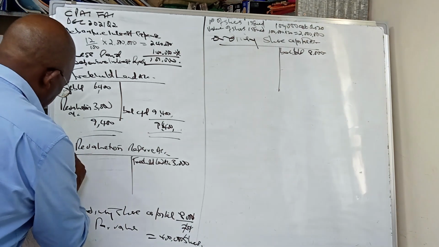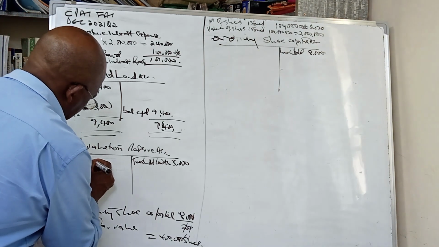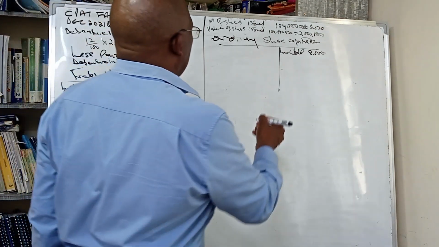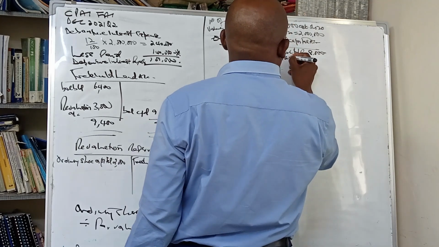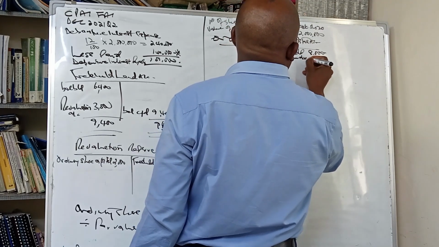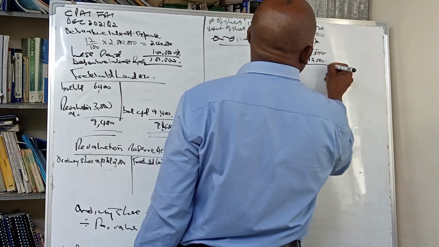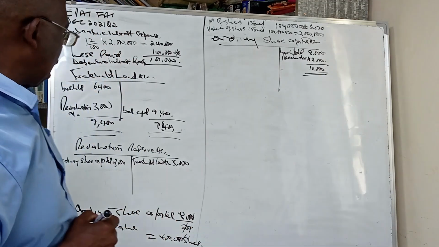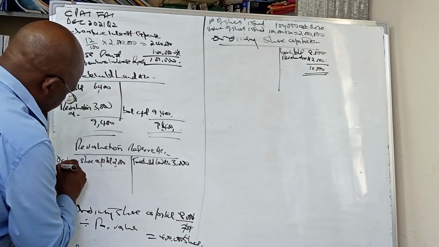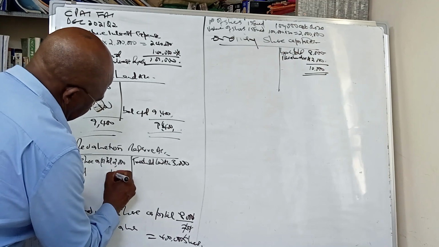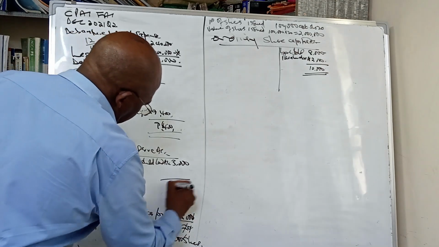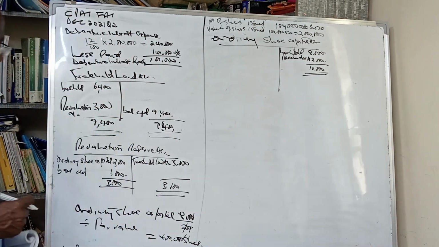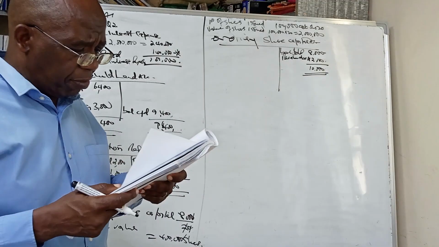So here we come and say ordinary share capital, 2 million, and here we say from revaluation account, we are getting 2 million. So our closing share capital, the balance carried down, will be 10 million, and our revaluation reserve in the balance sheet will be 1 million.